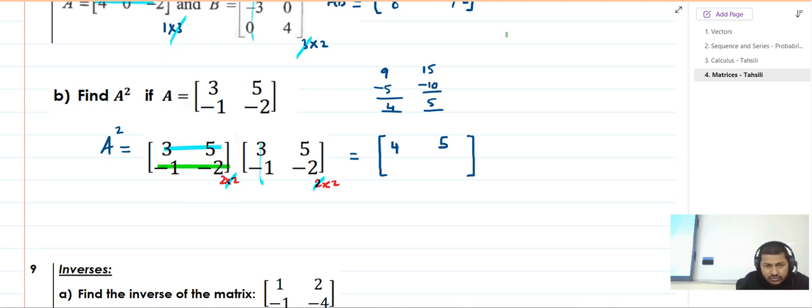Now I'm dealing with row 2. Row 2 I have here minus 1, minus 2. Right? Row 2 times column 1. Row 2 times column 2. So minus 1 times 3 is minus 3. Minus 1 times minus 1 is 1. Minus 1 times 3 is minus 3. Minus 2 times minus 1 is 2. So I get negative 1. That's my answer. And the last one, minus 1 times 5 is minus 5. Minus 2 times minus 2 is 4. Add up both, I get negative 1 again. And that's my answer. A squared is 4, 5, negative 1, negative 1. I hope you guys understood that.